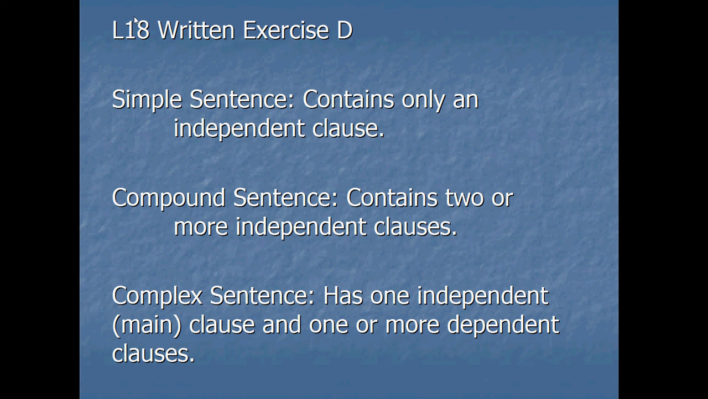A simple sentence contains only an independent clause. So this sentence does express a complete thought. A compound sentence contains two or more independent clauses. So we have two independent clauses that can make sense all by themselves, but are usually connected with a comma and a conjunction. Next, we have a complex sentence, and it has one independent main clause and one or more dependent clauses.